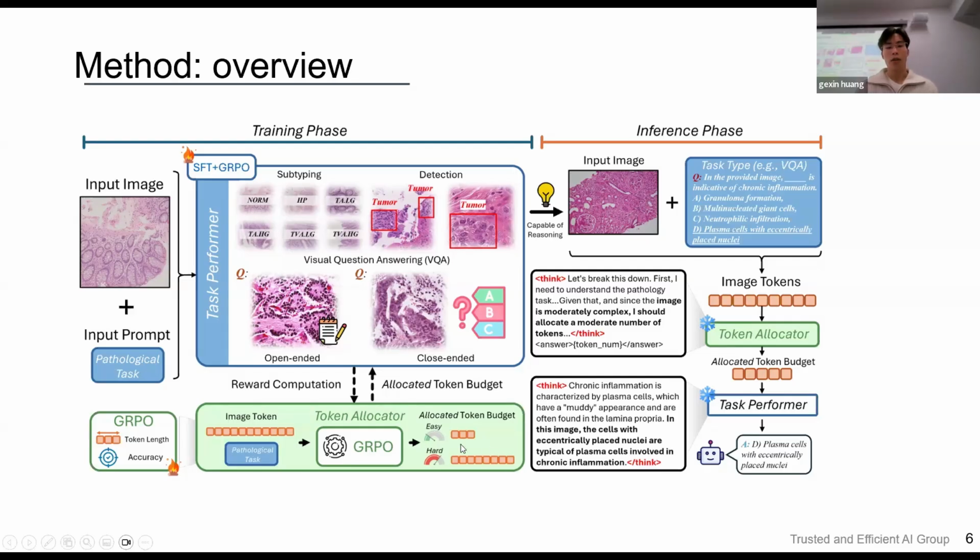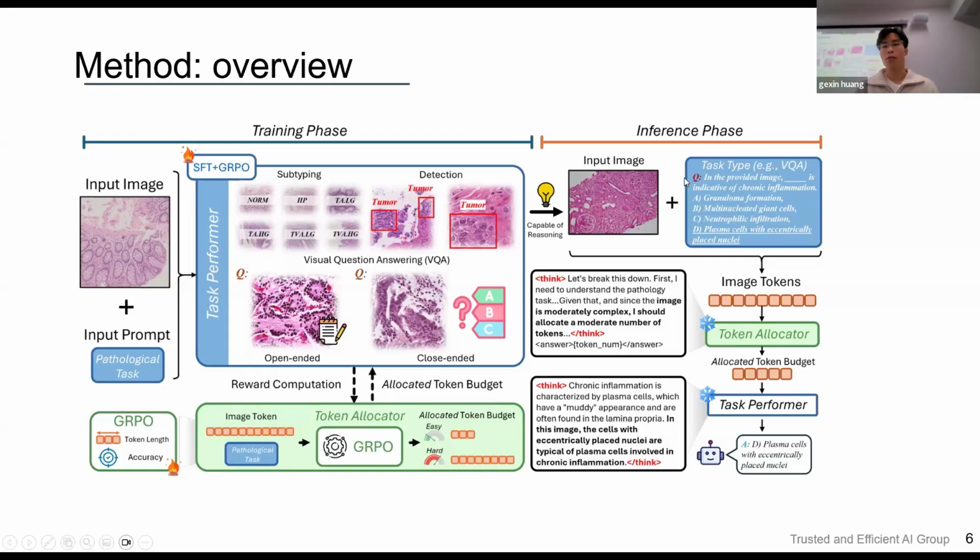Simultaneously, they utilize a token allocator, which receives the image token and the corresponding prompt again, and tries to automatically allocate the corresponding token budget. For instance, for an easier task, it will tend to allocate fewer tokens for this image, and in contrast, for a harder one, it will allocate maybe the maximum token budget.